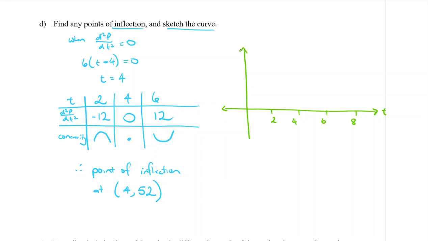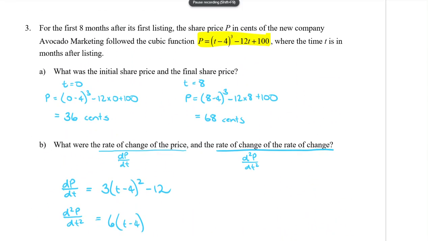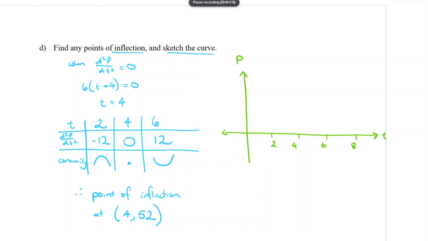Our vertical axis, which is for the share price, is a little bit more complicated. We have minimum values from the beginning. We knew that the starting value was 36 and the final price was 68. And then we had some turning points in between. So let's put 36 down here, and we're going to put 68 up there. So this is obviously not to scale. And I do also have a point of inflection, which is going to be at 52.